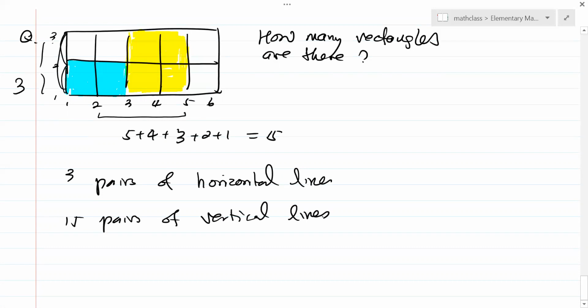What I want to say is that 1 pair of vertical lines and 1 pair of horizontal lines determine a rectangle. Do you agree? Like this one. These 2 vertical lines and these 2 horizontal lines determine a rectangle.